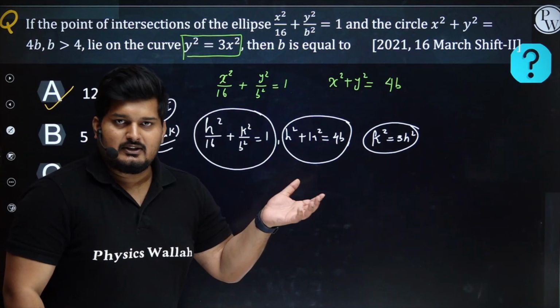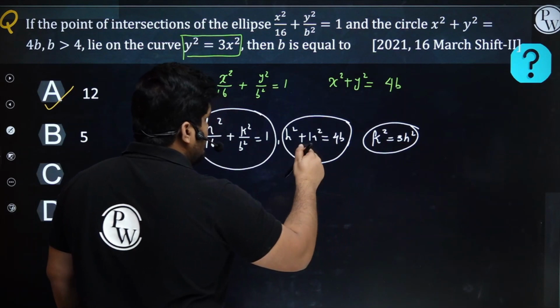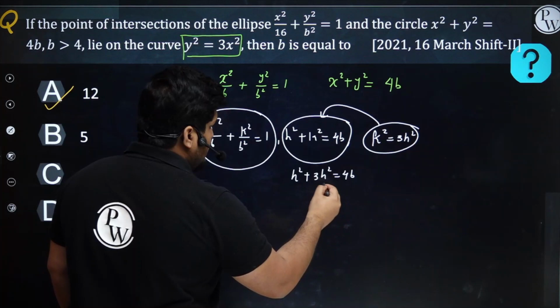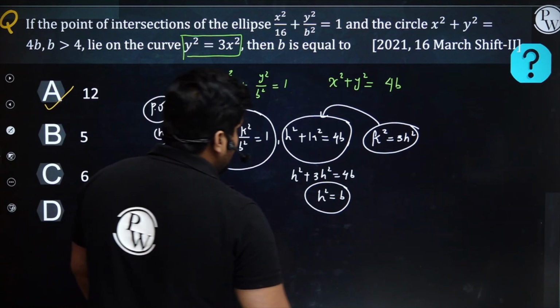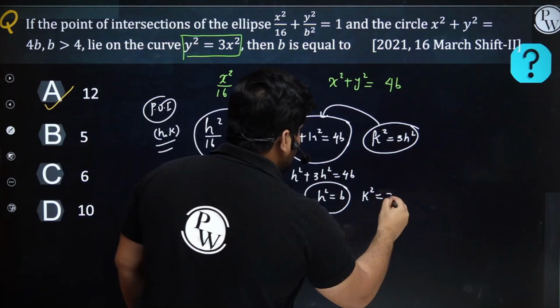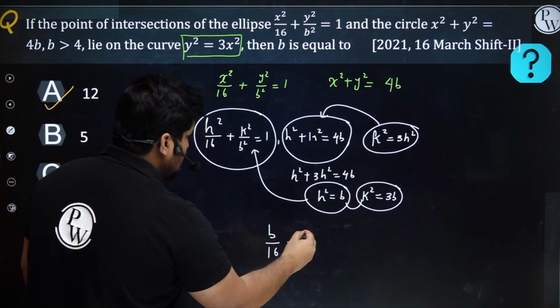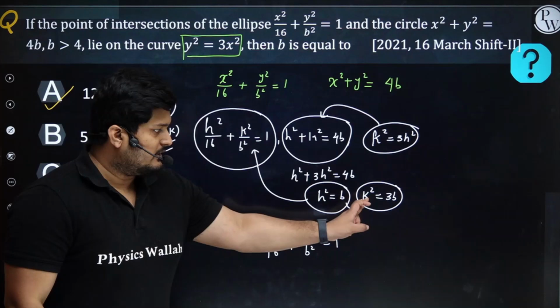This is very simple, guys. Starting from here, I can replace it here. So h square plus k square is what? 3h square is equal to 4b. So we have got from here that h square is equal to b. Now if h square is b, what will be k square? If h square is b, k square will be equal to 3b. So we can utilize these two in this equation. So h square is how much? b. So b upon 16 plus k square is how much? 3b. 3b upon b square is equal to 1. Right? I got h square, k square in terms of b.